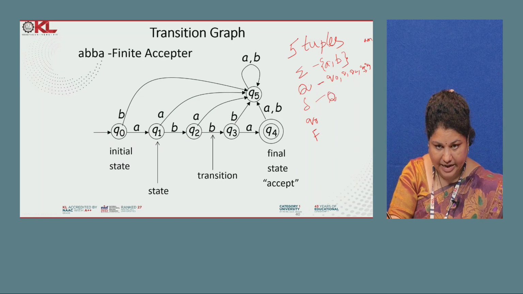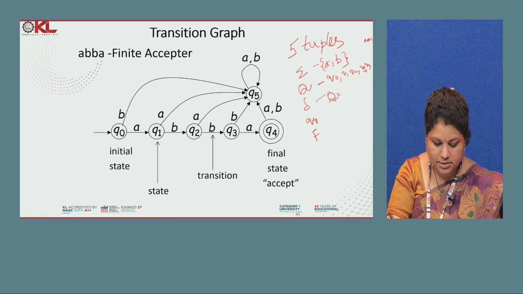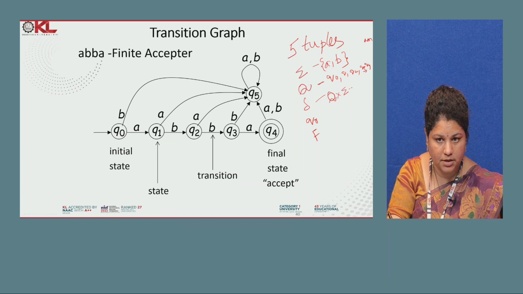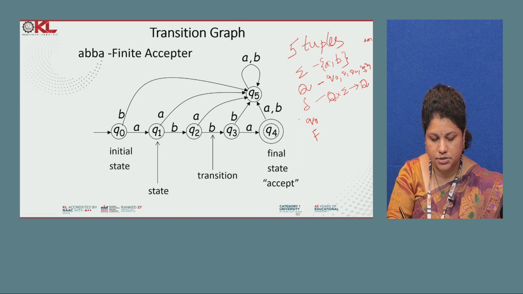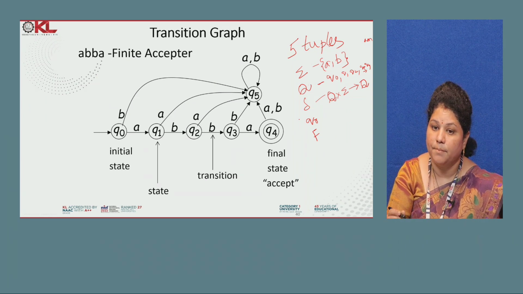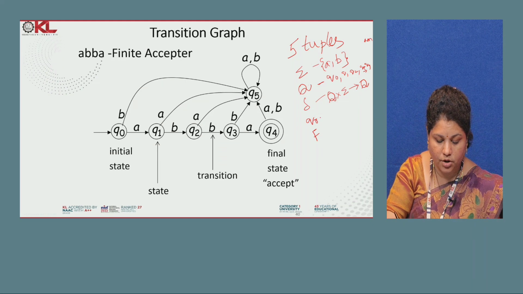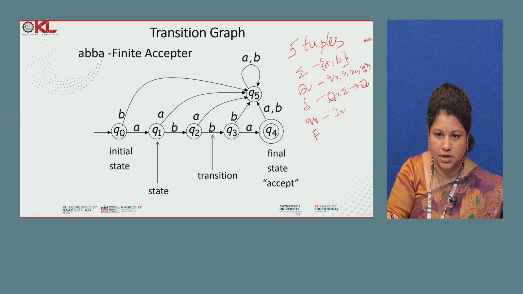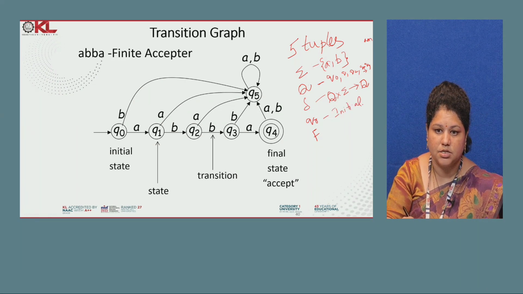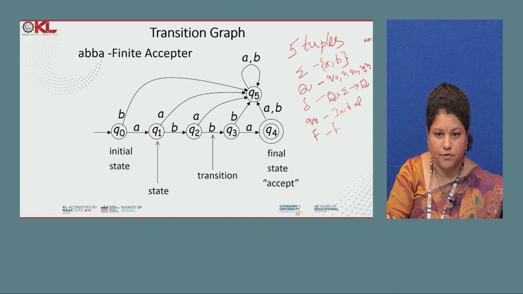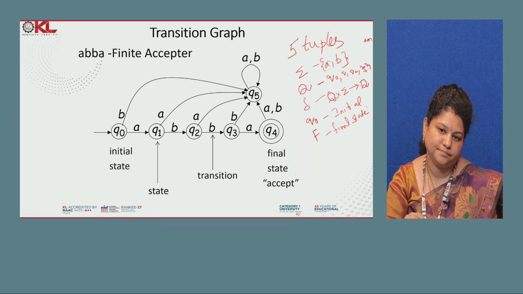Q means state, mapping with input symbols to reach another state. From the current state to the next state we have a mapping with input symbols. Q0 is the initial state. F is the final state.